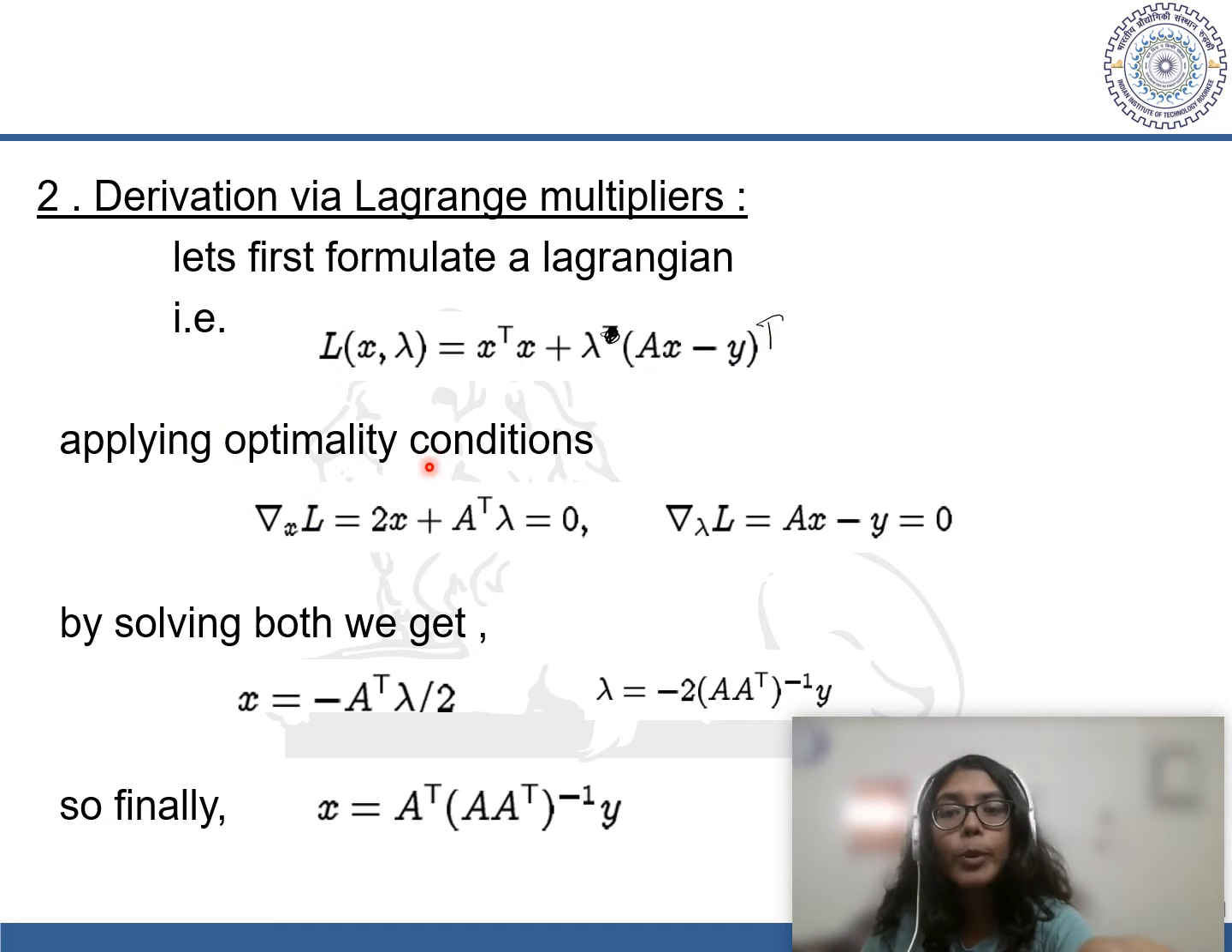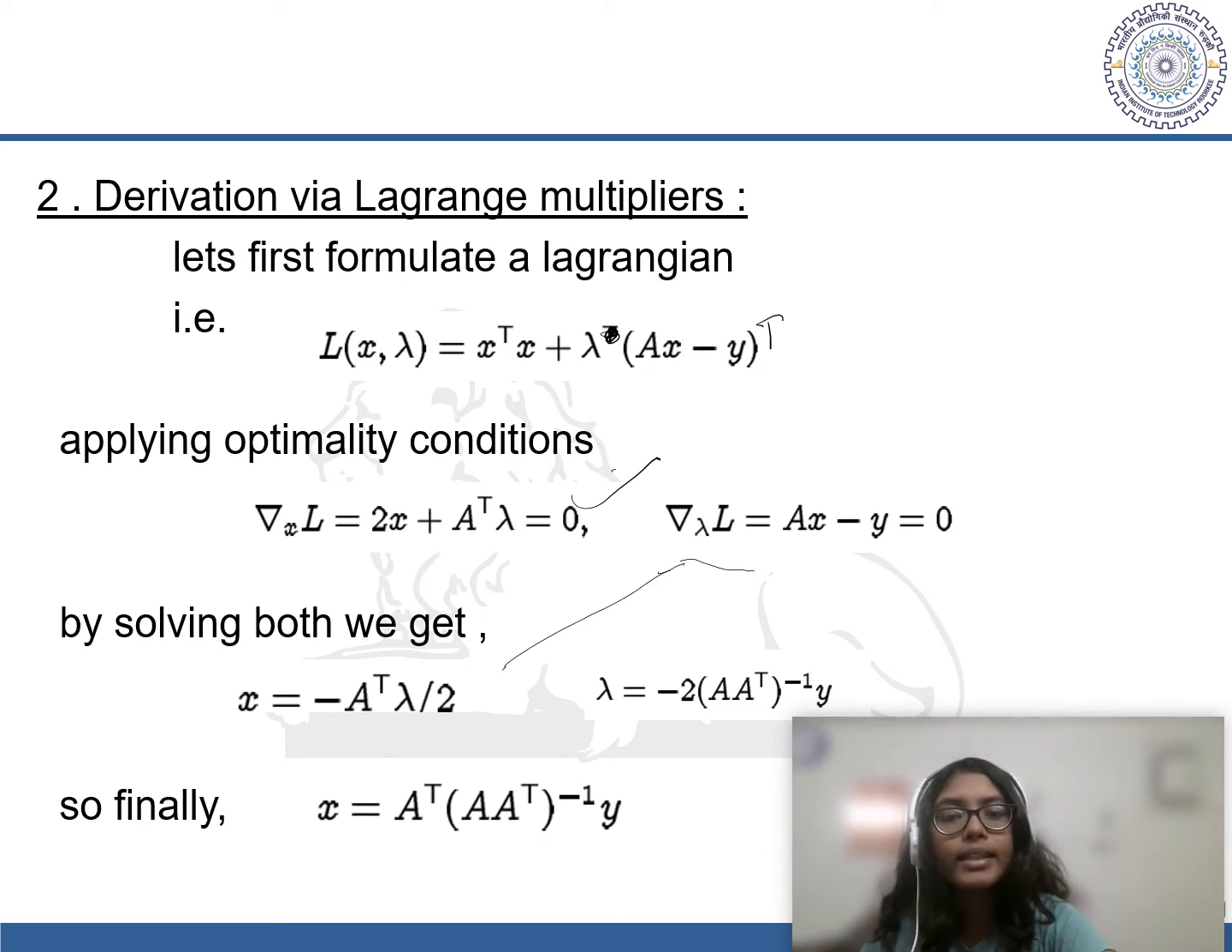Here, by applying optimality conditions, that is, we apply the gradient of L with respect to x and also the gradient of L with respect to lambda, find both and make them 0. For the first case, for x transpose x, the gradient with respect to x is 2x, plus lambda of A transpose equals 0. We can easily get this. And with respect to lambda, this will be 0 and this will be Ax minus y equals 0. So from the first equation, we get x equals minus A transpose lambda by 2.